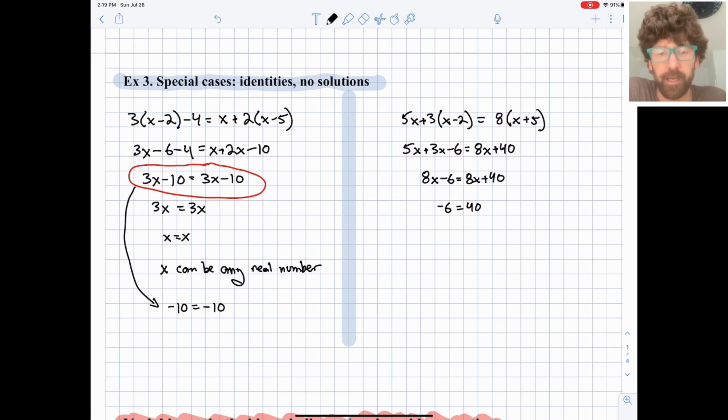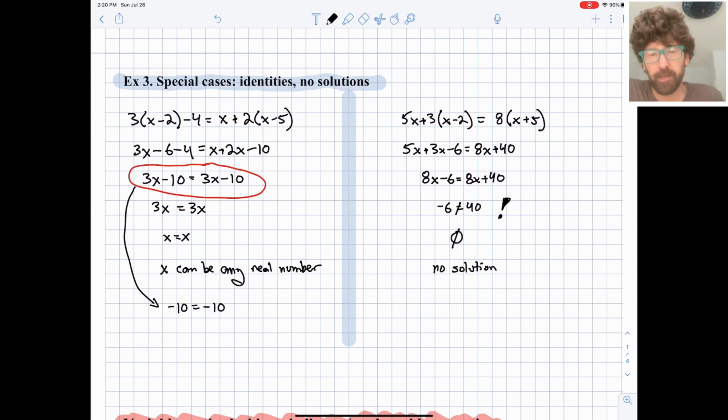No matter what value of x you plug in for x here, you will never get a valid equation because negative 6 is certainly not equal to 40. So that's certainly something that you want to pay attention to, but it's a curiosity, it's a special case, and there are no solutions here.